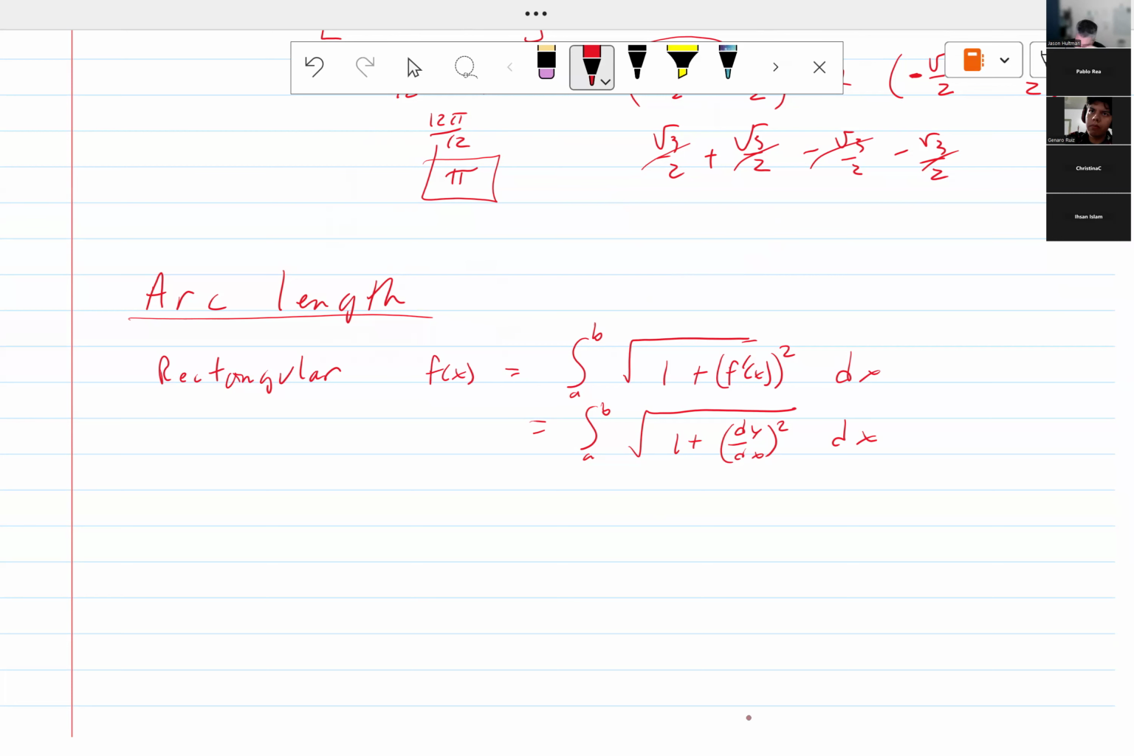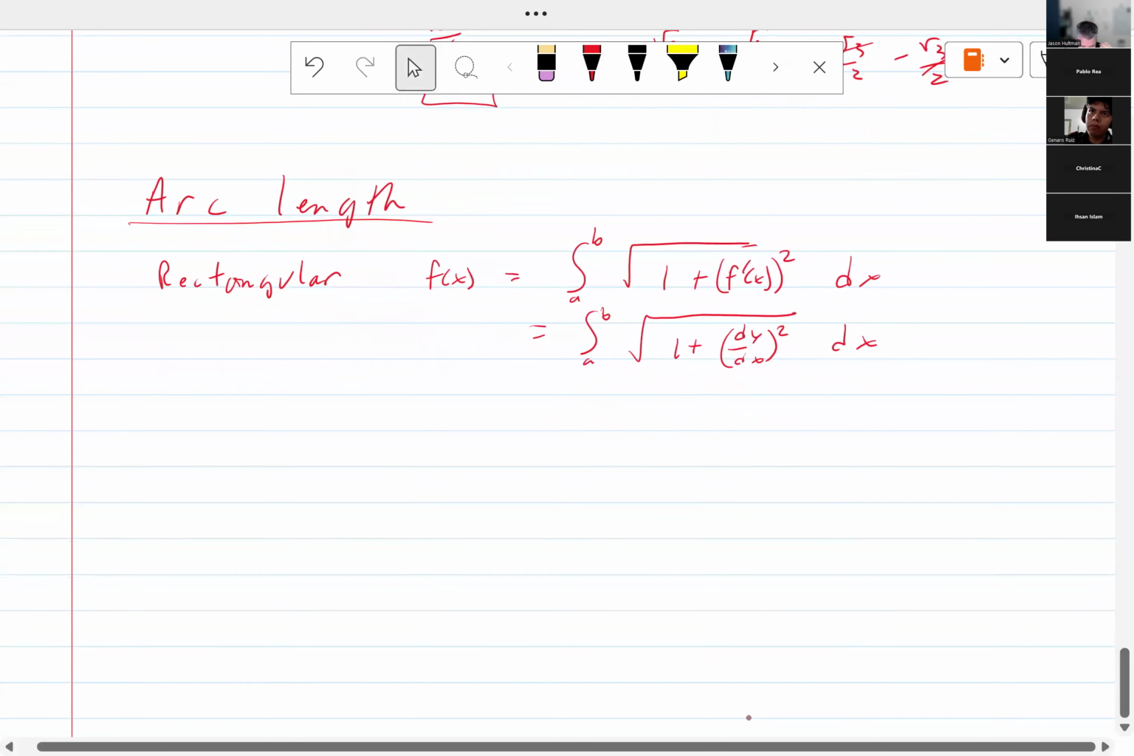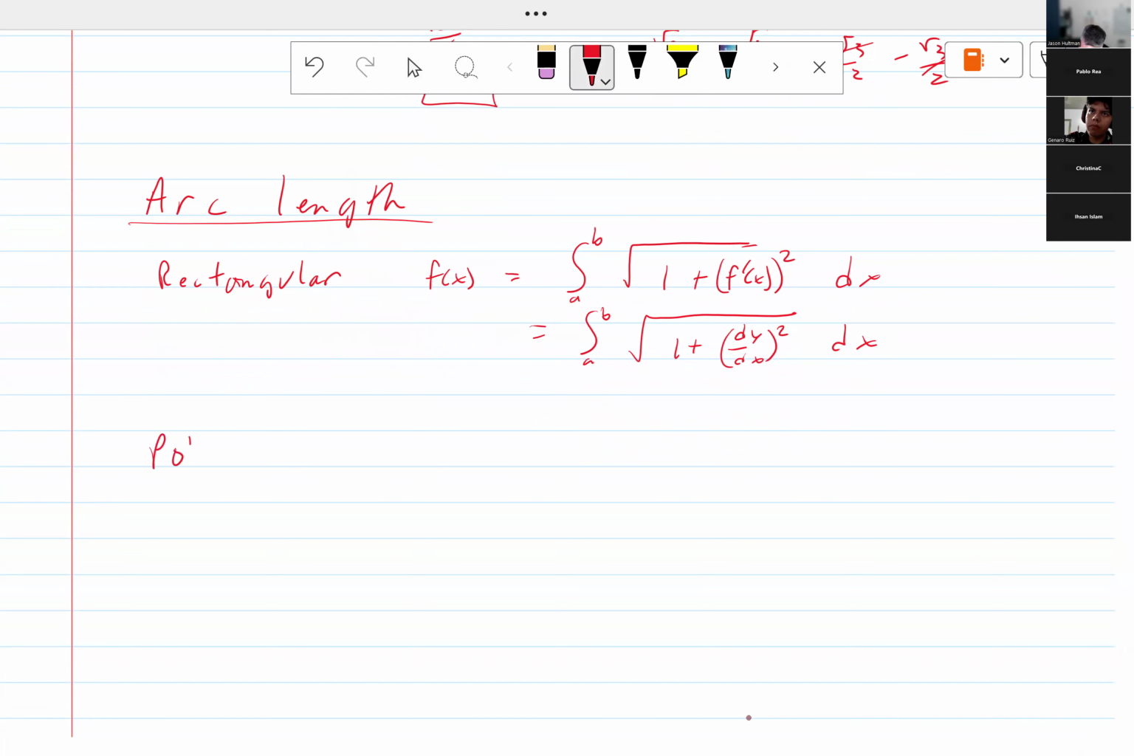Okay, that's rectangular. Polar form looks like this. Sorry, this is L for arc length. L is equal to the integral from alpha to beta of the square root of r squared plus dr d theta squared, d theta.